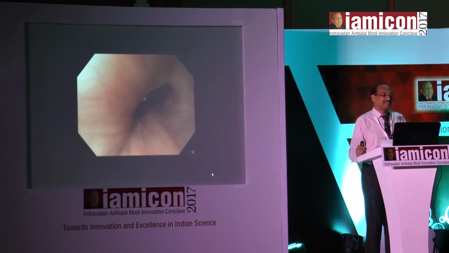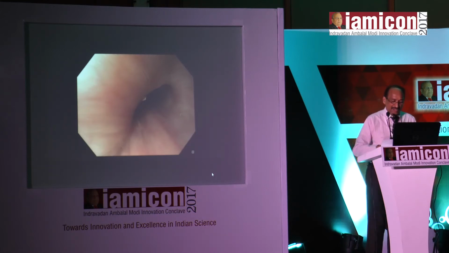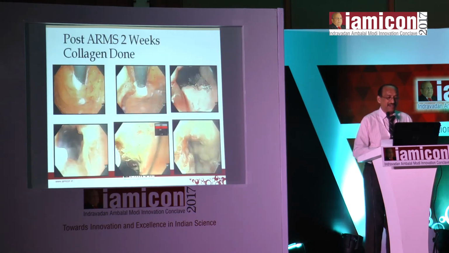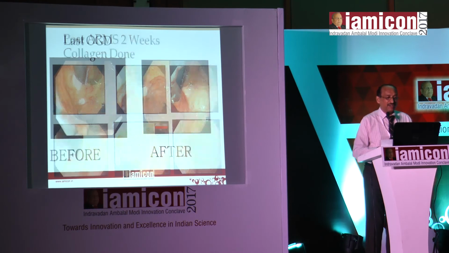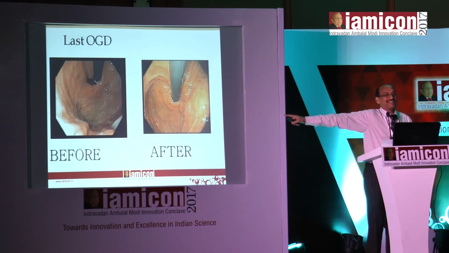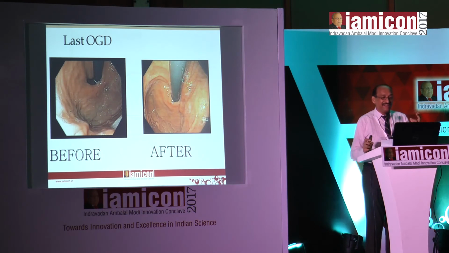So even after such a big resection, at 6 hours the patient is able to tolerate hot liquids and hot foods. So the patient can easily get discharged. These are all the steps of the ARMS procedure, which is anti-reflux mucosectomy, and this is after collagen. And you see here the result. Before the surgery, he had such a lax valve, but after this ARMS procedure, it's absolutely looking like a great wrap.